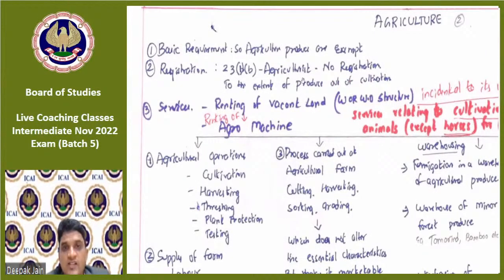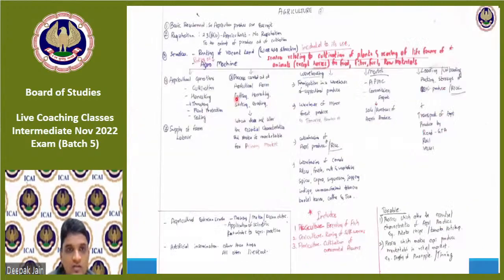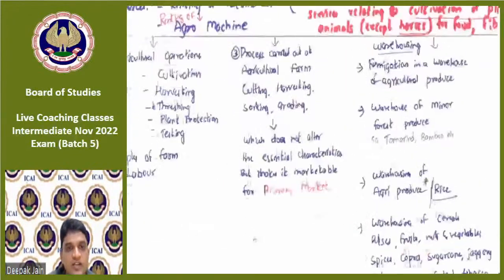23(1)(b) says agriculturist to the extent of his produce from cultivation is exempted. Okay, agriculturist के लिए क्या exempted है? On the agriculturist, no registration is required to the extent of produce out of the cultivation. ठीक है, to the extent of produce of cultivation, इसके लिए exempted मिल जाएगा.